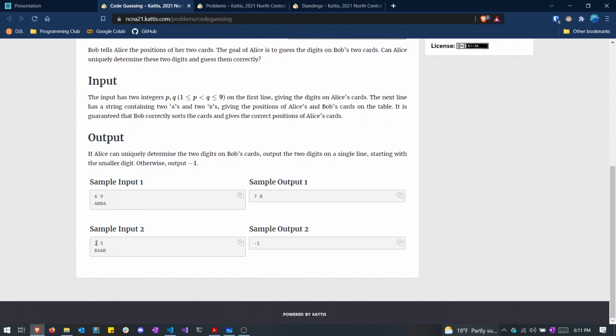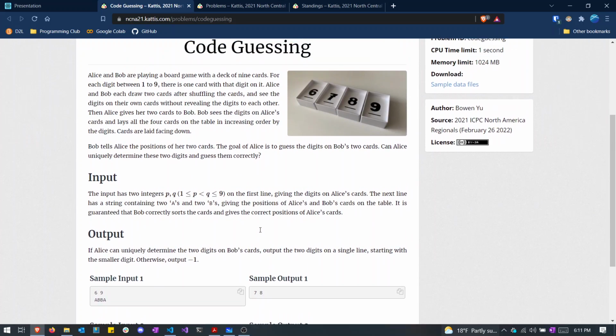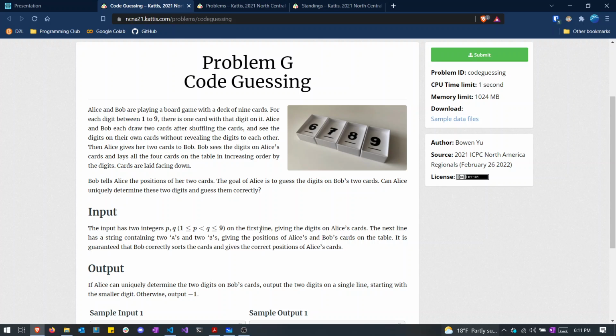But for 2 and 5, Alice's cards are... wait, take that back. 2 and 5 are Alice's cards, and Bob's cards are on the outside somewhere. So we can figure out that Bob's card on the left is 1, because there can only be 1 digit less than 2. But on the other side of 5, it can be 6, 7, 8, or 9, and we don't know which one of those it can be. So because we can't definitively say what Bob's cards are, we output a -1. Pretty straightforward in terms of the problem and what the goal is.